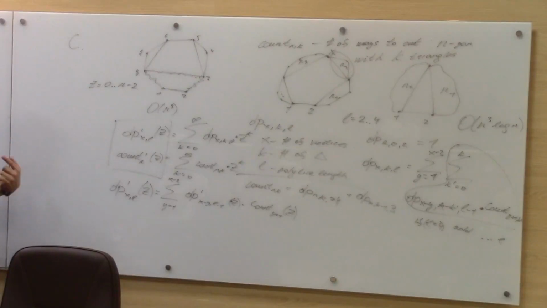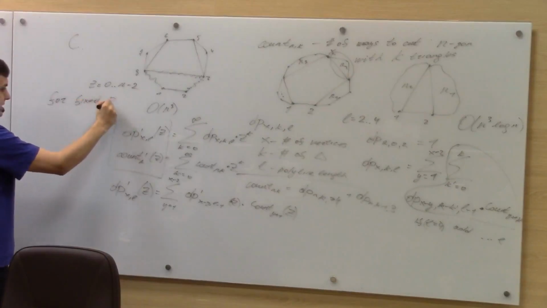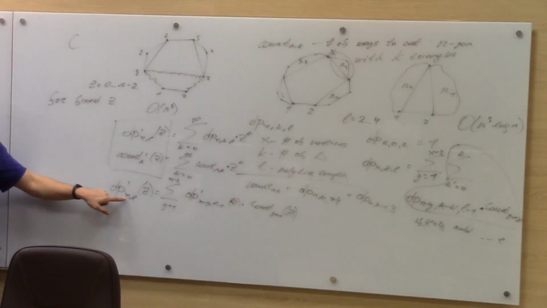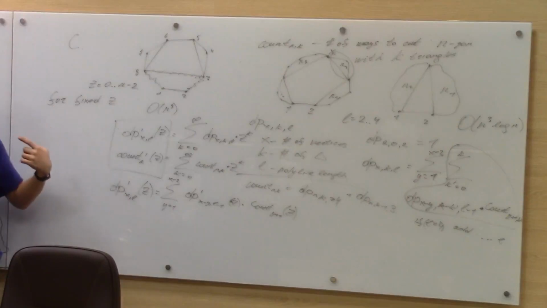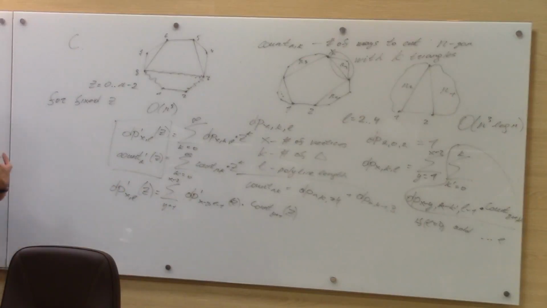So for a fixed z, this has only a linear number of states, and the transition can be calculated in linear time. So for fixed z, this is calculated in big O of n squared. So we have to calculate it for n values of z, and then we use interpolation to get the coefficients, which is what we need.